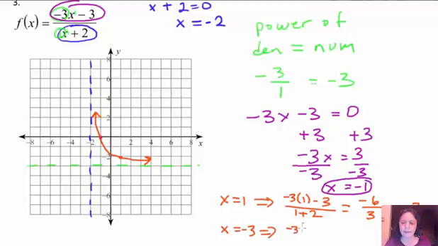That's going to give us negative 3 times negative 3 minus 3 over negative 3 plus 2. Negative 3 times negative 3 is 9, minus 3 is 6, over negative 3 plus 2 is negative 1. It's going to be negative 6. So we find negative 3, negative 6, and we expect that to be here. Feel pretty confident now mirroring this. We are down 1, down 3, so right here. And we're approaching our asymptotes, so we're going to sketch our curve like this.